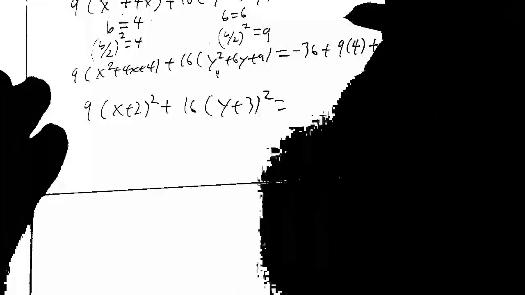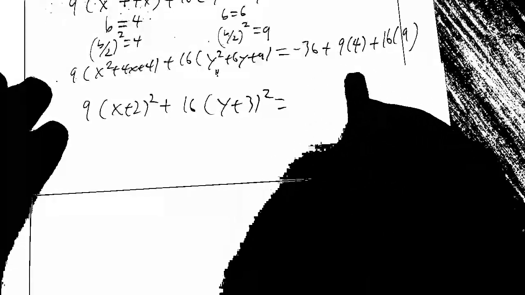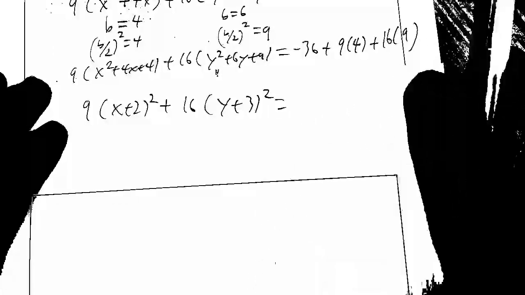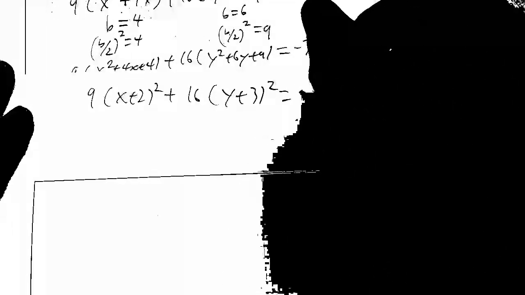And then what is this all? Did anybody do this? What does this all add up to equal on the right? Negative 36 plus 36, so that's 0. So I just need 16 times 9. 144. Okay, so it's 144.